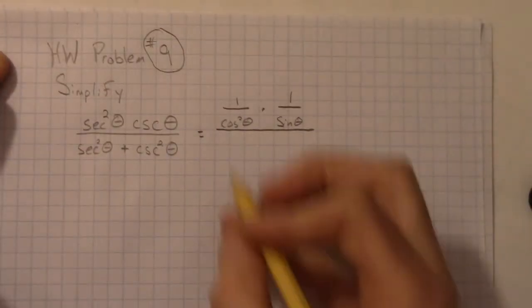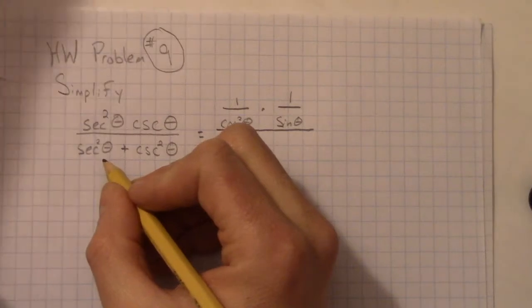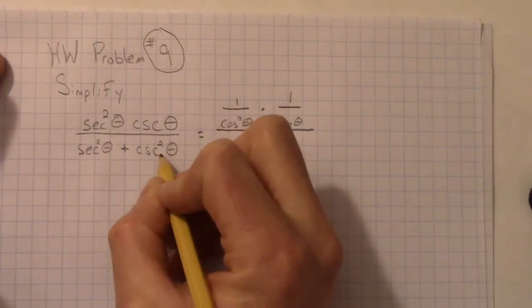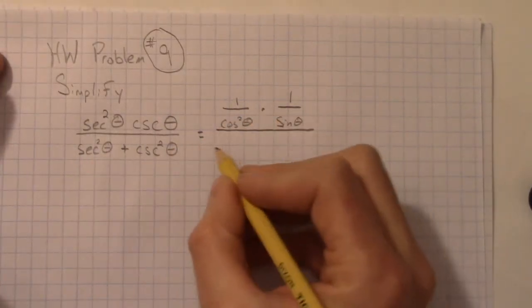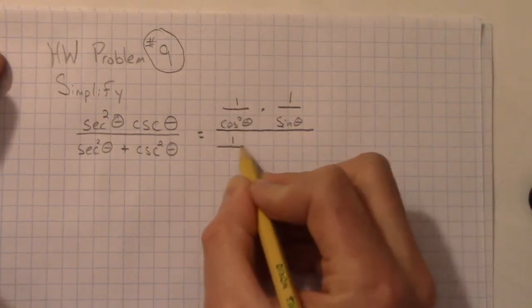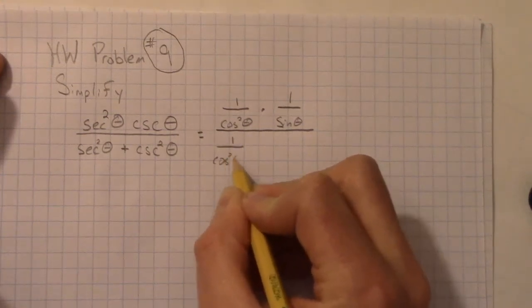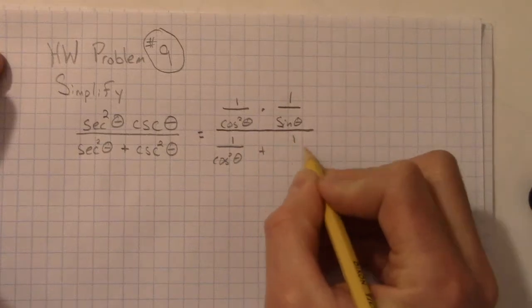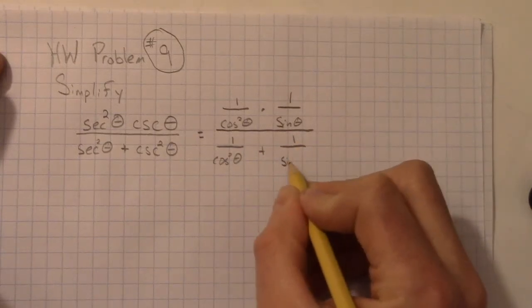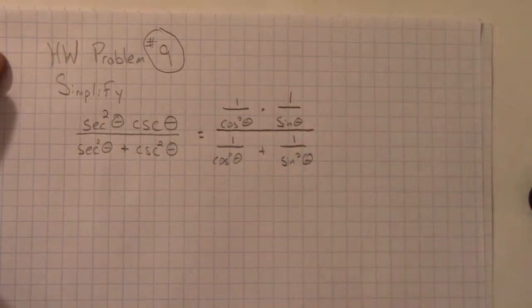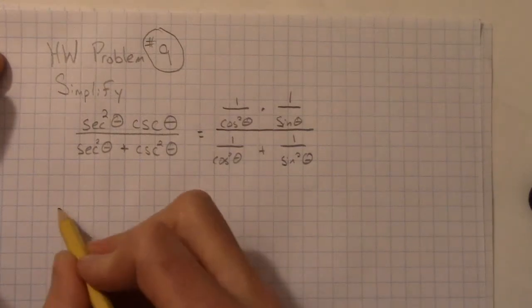So, all right, now let's work with the bottom here. So I've got secant squared theta plus cosecant squared theta. I'm going to rewrite those in the same way, so I'm going to just put 1 over cosine squared theta plus 1 over sine squared theta. And when I did that initially, I was like, all right, great, but now what? I'm kind of stuck again, right?